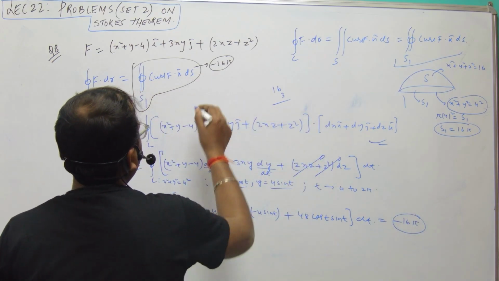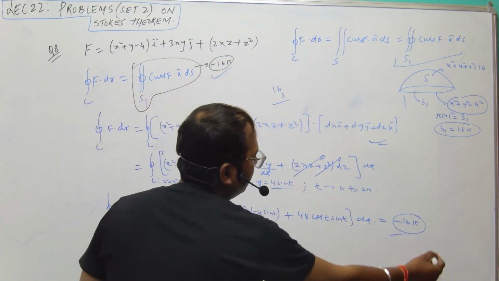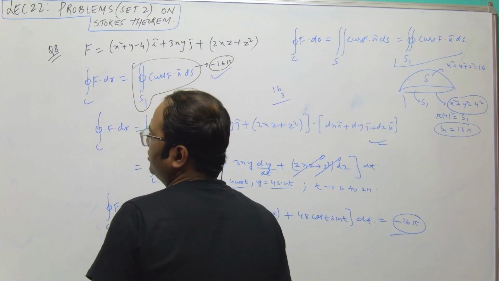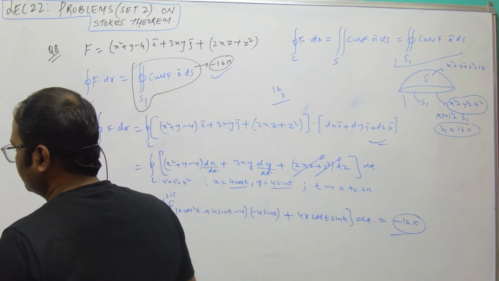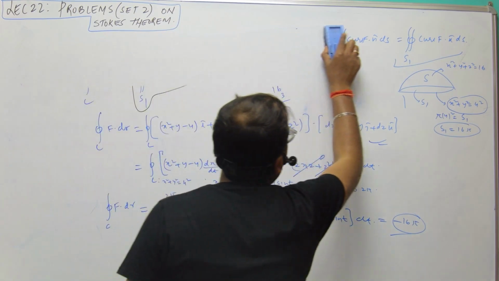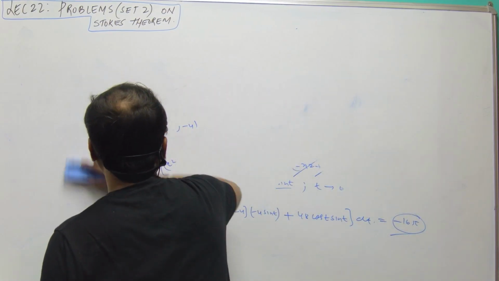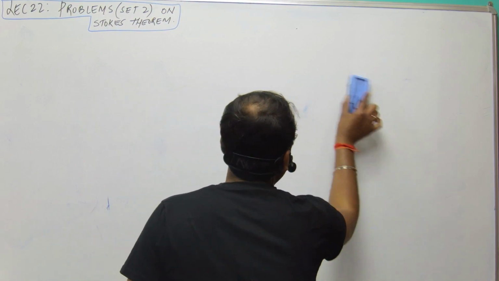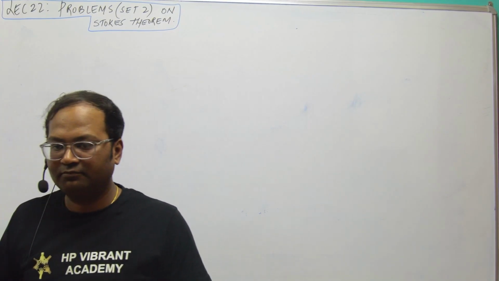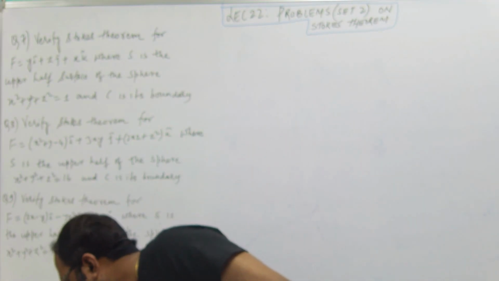So the value of surface integral is minus 16 pi, and the value of line integral is also minus 16 pi. So the Stokes theorem is verified. Now let us discuss question number 9.